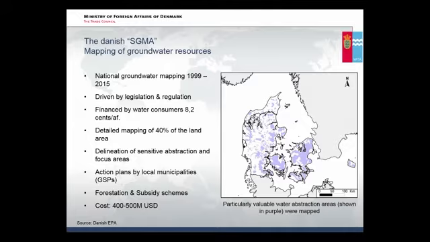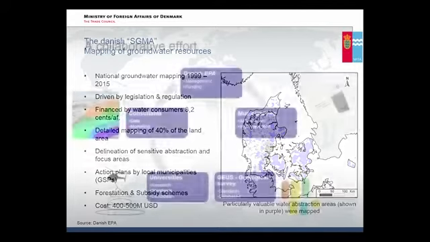But what is interesting for this conversation is we did a detailed mapping of 40% of our land area. So even though we are a small country, that's still quite a large area. And if you look at the purple marks on this map, that's all the mapping. And it is mainly in the urban areas. The main rural areas are on the west of the country. And it costs us about $500 million.